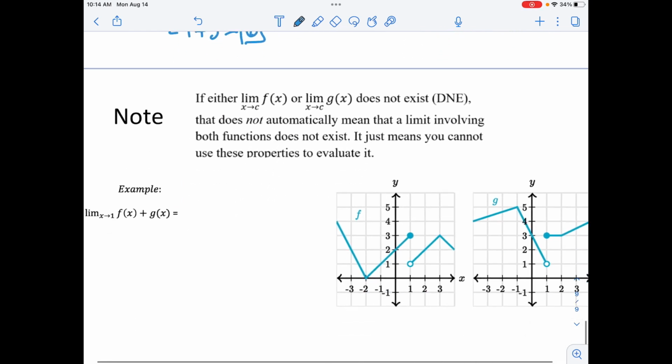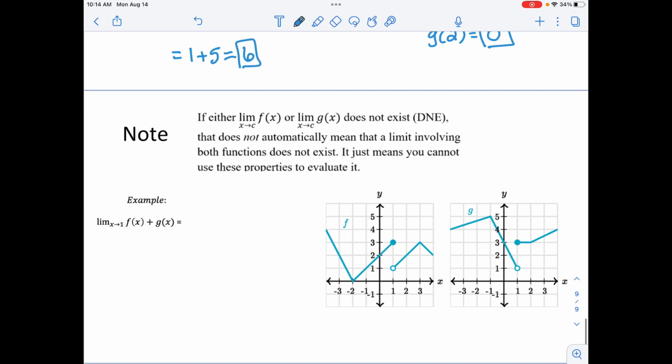Our last page is a little tricky, but if I were to look at this one right here, I'm going to talk about my note in a second. If I were to look at the limit of f of x as x approaches 1, I might notice that it doesn't exist. And if I were to look at the limit as x approaches 1 of g of x, it also doesn't exist because the left side is approaching a different value than the right side is. And so it's tempting to think that this answer does not exist. However, that is not true necessarily.